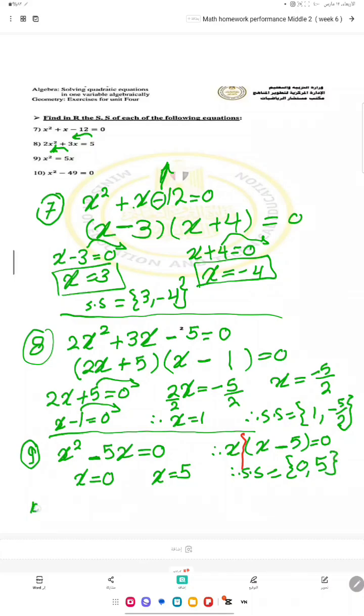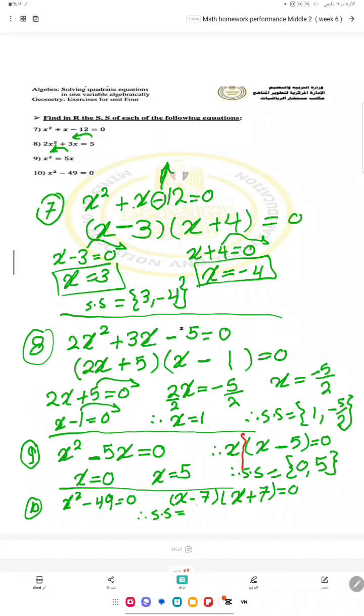Number 10, the last question. x squared minus 49, this is a difference between two squares. So the value will be: take the square root of x squared, which is x, and the square root of 49, which is 7. So (x minus 7) times (x plus 7) equals 0. Now the value of x will be 7 and negative 7. The solution set will be negative 7 and 7.